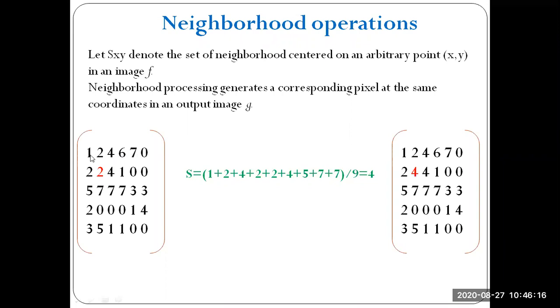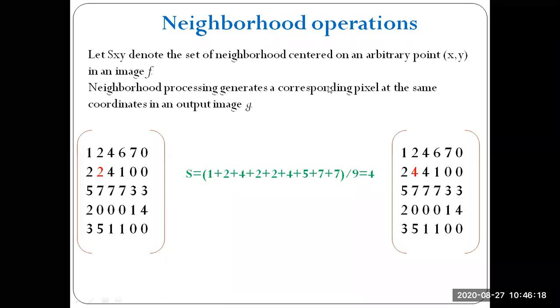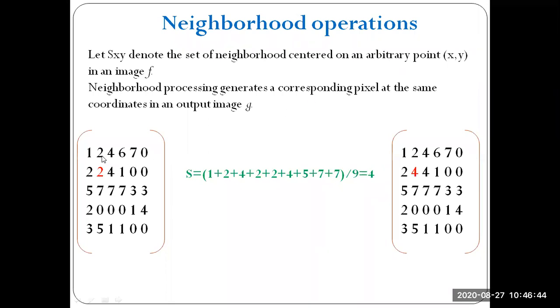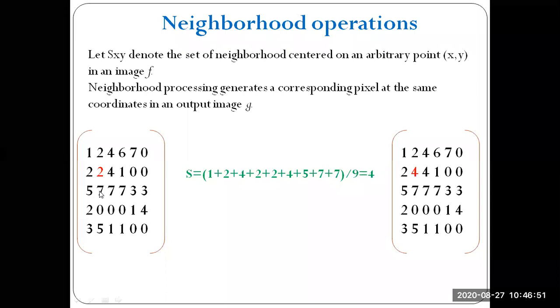Let us consider my arbitrary point xy, the red letter. Am I audible? Can anyone respond? Am I audible? Hello? Yes, sir. Okay, and visible also. Okay.